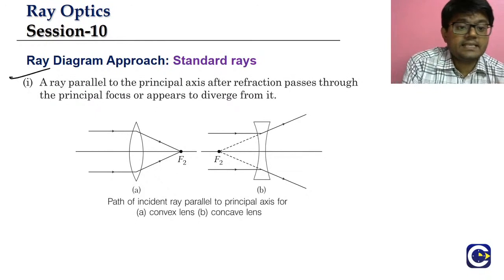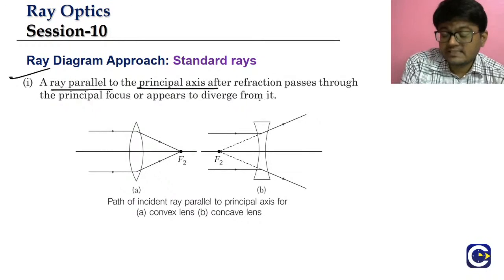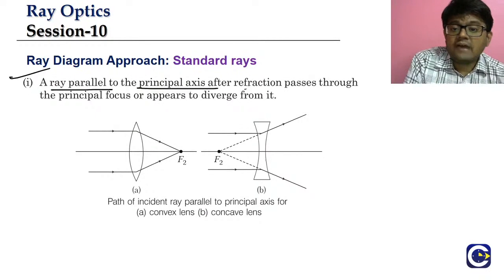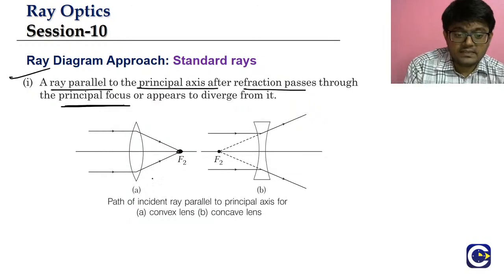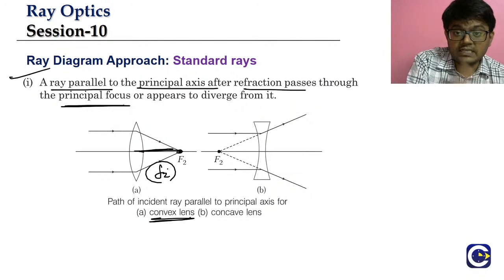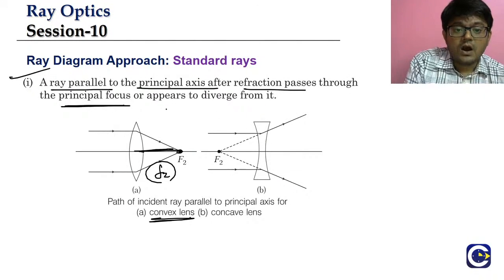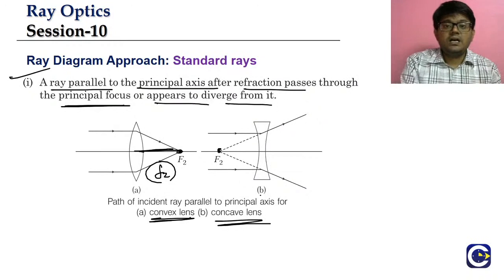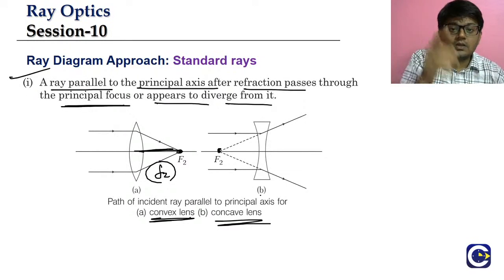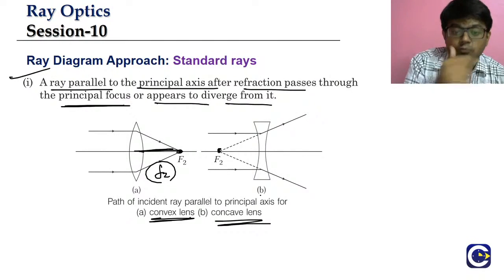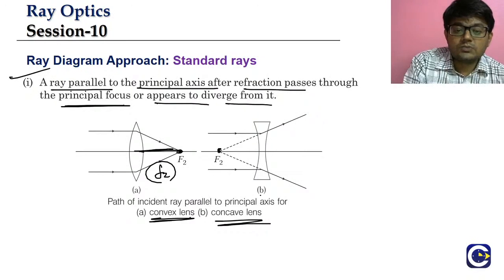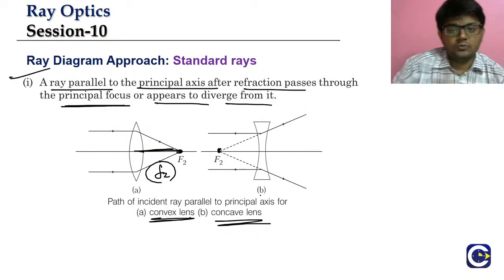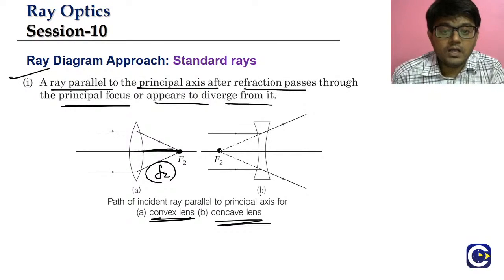The first standard ray is, if you have a ray which is parallel to the principal axis of the lens, after refraction the ray will pass through the principal focus in the case of the convex lens. That's why for the convex lens the focal length that we take will be what? Positive. Or they appear to diverge from it in the case of the concave lens. So when you have a light ray which is parallel to the principal axis, convex means what? After refraction it will go through the f2. Concave means what? After refraction it will appear to be coming from f2. So this is the difference between convex and concave.